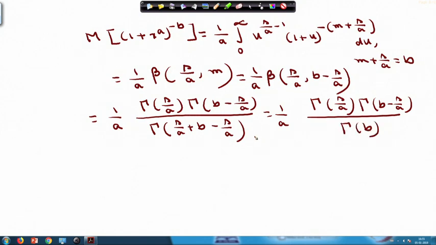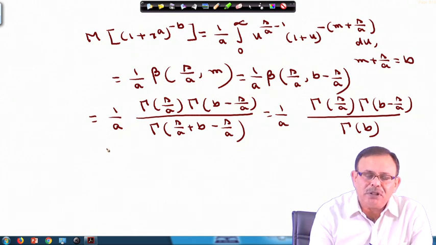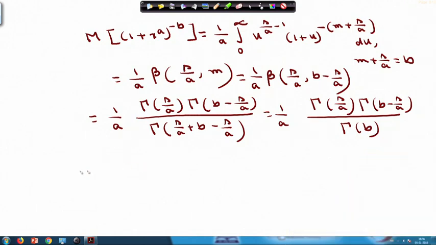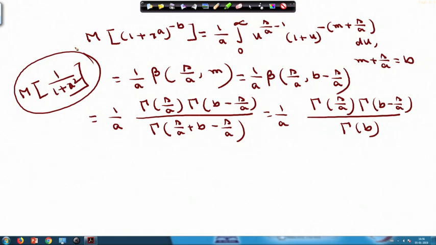So, the Mellin transform of (1 plus x to the power a) to the power minus b equals 1 by a, gamma of s by a, into gamma of b minus s by a, divided by gamma b. Now, we want to find out the Mellin transform of 1 by 1 plus x square.